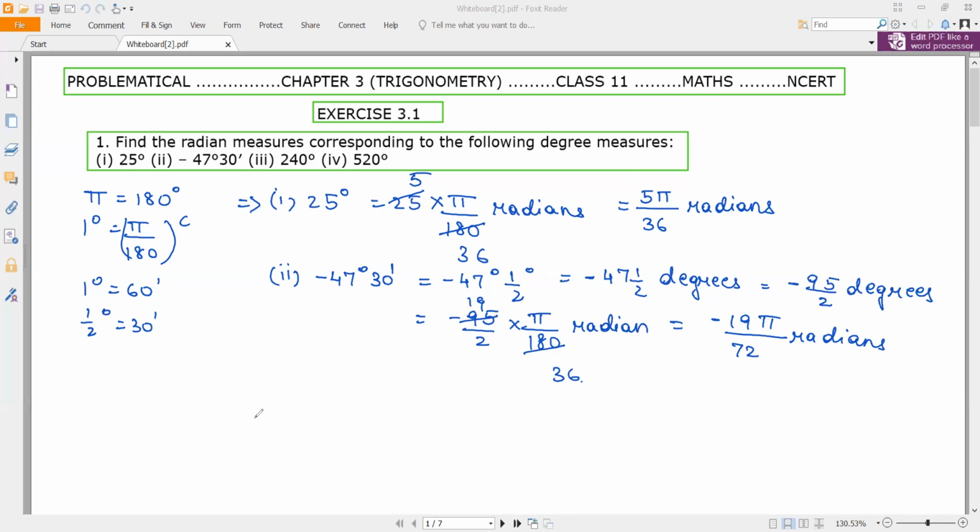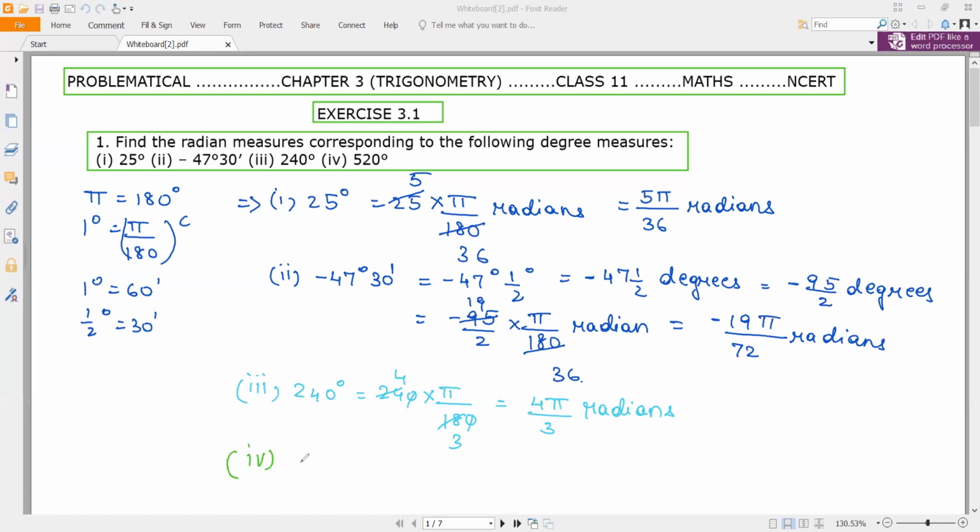Next, 240 degrees. 240 into pi upon 180. This gives 4 pi upon 3 radians. You can write the radians in complete words, or you can write the symbol c.